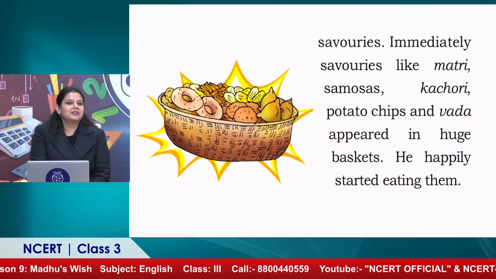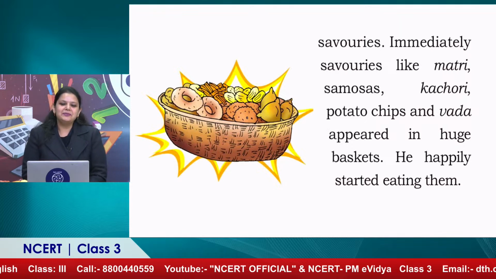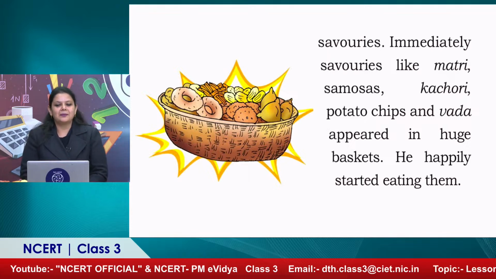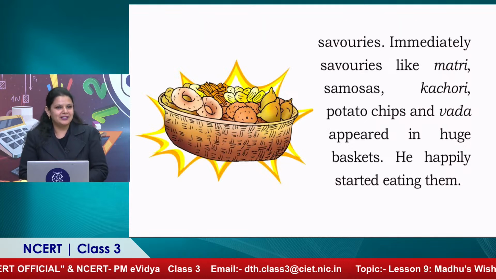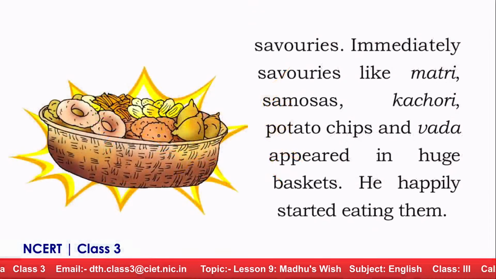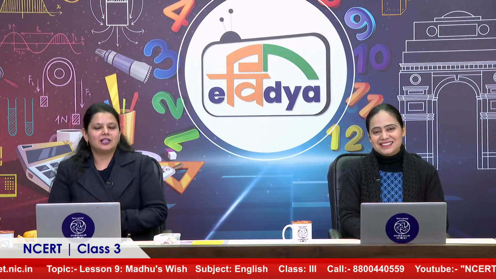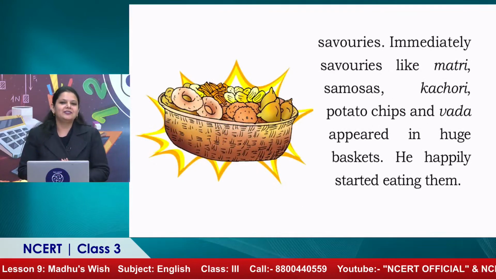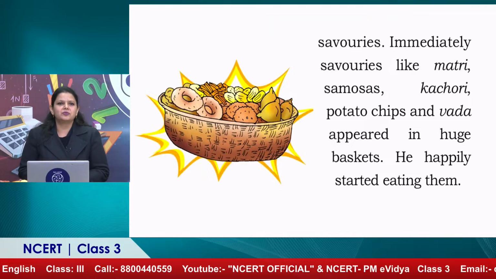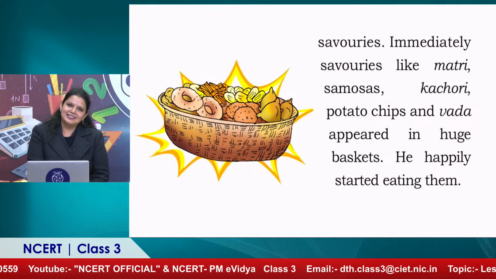So, he asked for savories. After laddus and fruits, now it was time for savories. Immediately, savories like matri, samosa, kachori, potato chips and vada appeared in huge baskets. How mouth-watering it is, you can see in the basket itself. Well, Madhu is absolutely having the best time of his life. Indeed. He happily started eating them. He really enjoyed having matris, samosas, kachori, potato chips, vada, all of which appeared at once in the basket in front of Madhu. So, he happily started eating them.